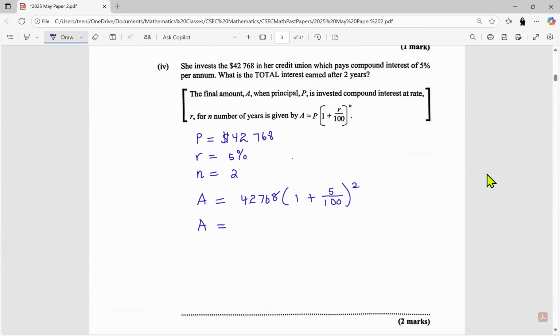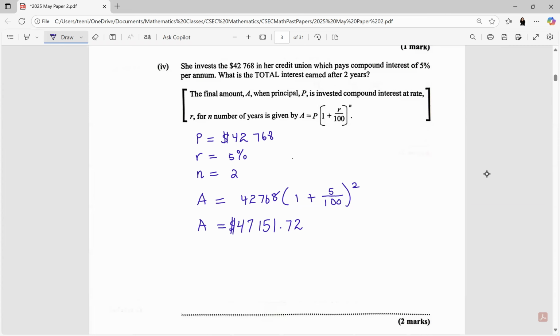What about you, Faith and Joshua? Did you get that? Yes, Joshua, what about you? Yeah, I got 47,100. $47,151.72. Yes, please. Okay, so guys, that is the total amount of money that is in her account after the 2 years.